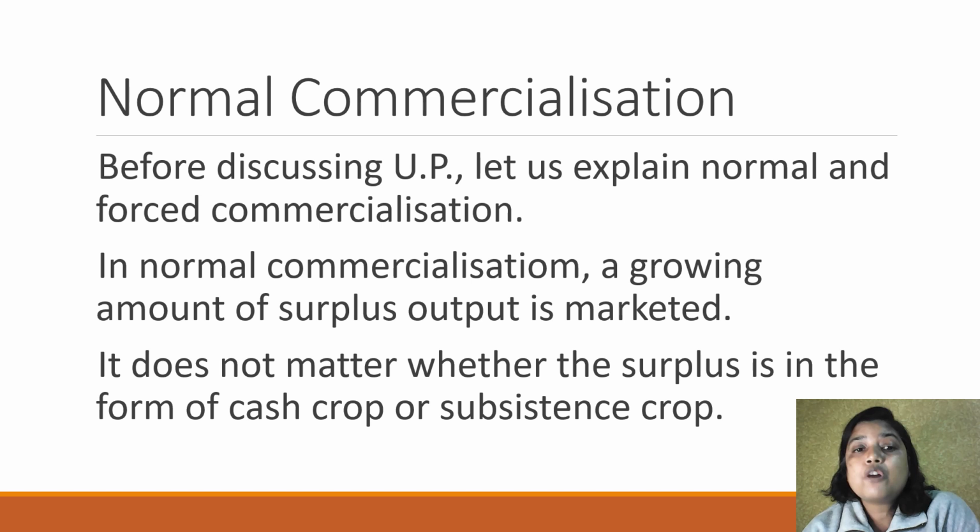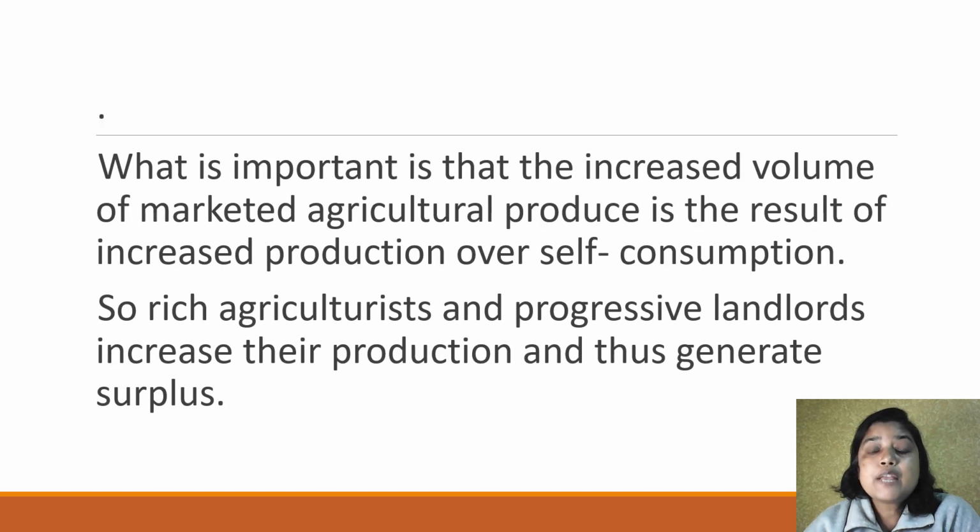So, what is normal commercialization? In normal commercialization, a growing amount of surplus output is marketed, and it does not matter whether the surplus is in the form of a cash crop or a subsistence crop. What is important is that the increased volume of marketed agricultural produce is the result of increased production over self consumption. So, rich agriculturists and progressive landlords increase their production and thus generate surplus. This is what happens in normal commercialization.